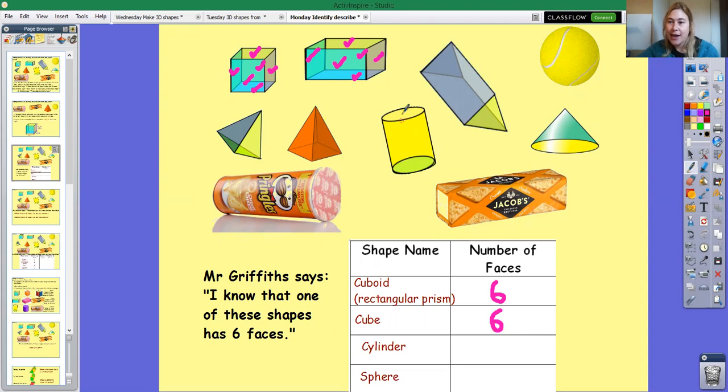Now, if I look at the cylinder, we looked at the cylinder together, didn't we? We've got those 2 circular faces and then 1 rectangular face that curves round. So that's 3 faces for the cylinder. Now, the sphere is an interesting one. The sphere actually just has 1 curved face. Okay, there we go. So use that little tip of checking off the faces when you have to count them yourself.